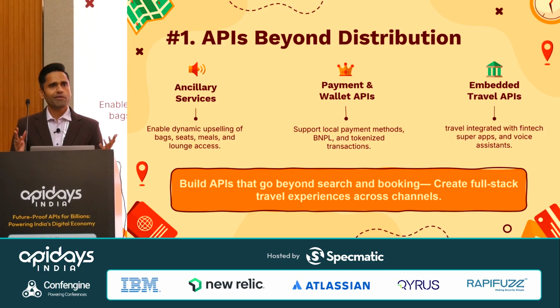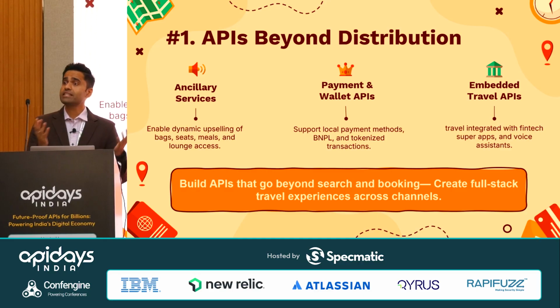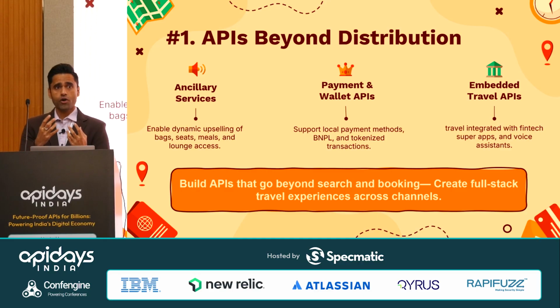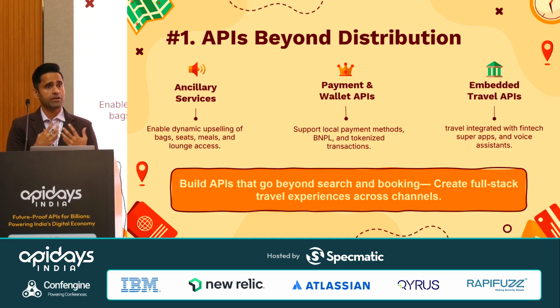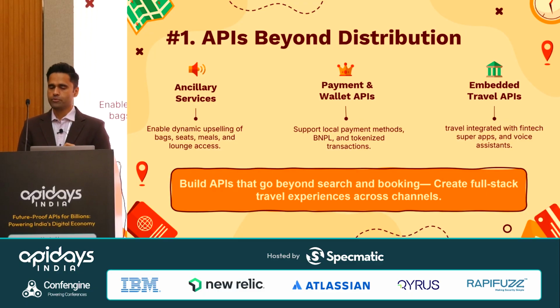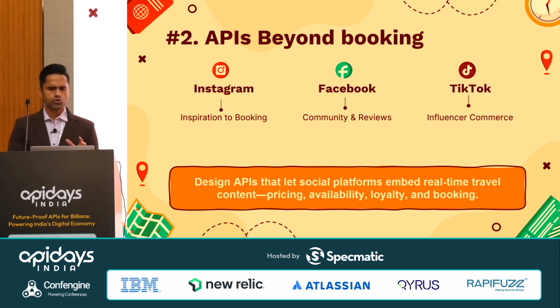Then there is embedded travel. Now you can book your travel on Amazon.com or Flipkart.com. These are not travel apps. Your APIs should be able to support some of these non-travel tech apps to give the same experience, because you want to grab that customer's attention when they make that booking. So the future of travel APIs isn't just about distribution, number one. Number two, APIs are evolving beyond booking.